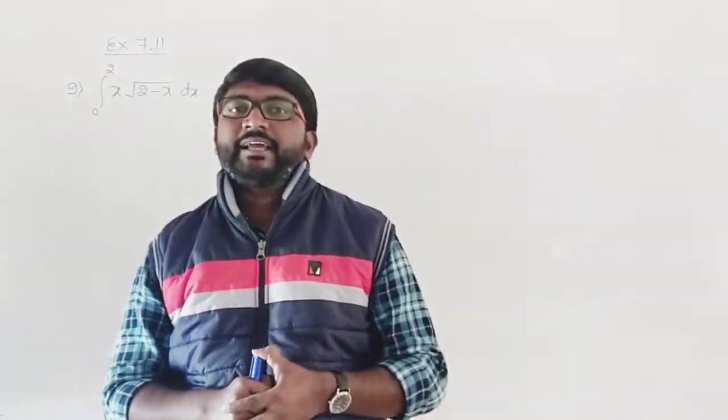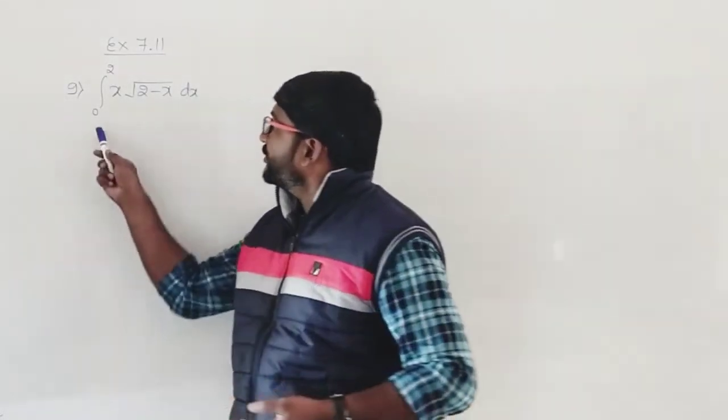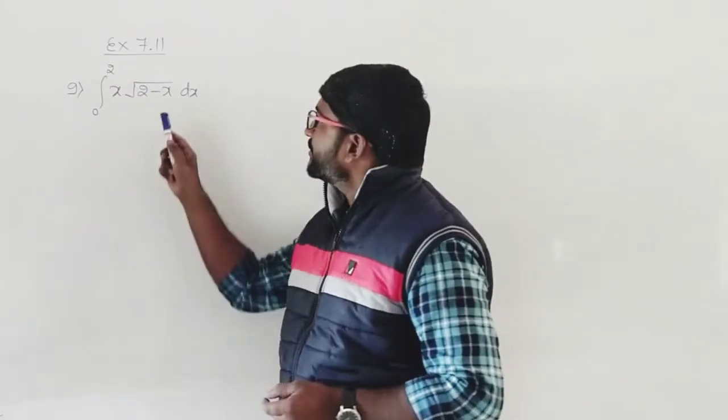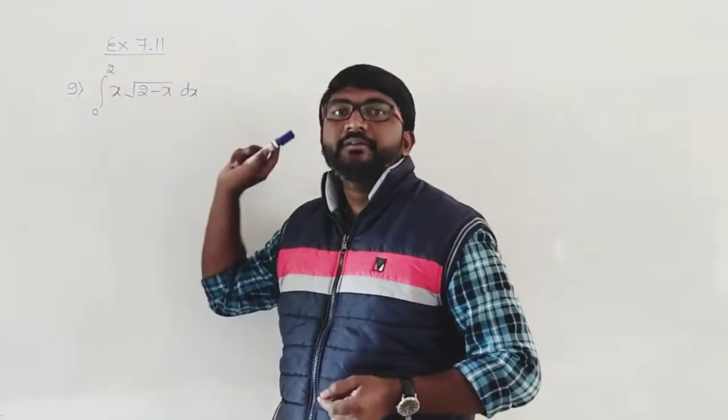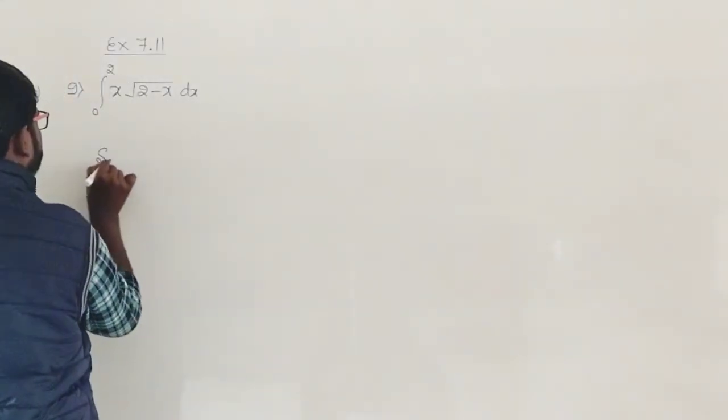Good morning students, welcome back to online mathematics class. In the last class we solved up to the 8th question. So in today's class we are going to solve the 9th one. It is integral 0 to 2 x into square root of 2 minus x dx. So I will be taking this as I.